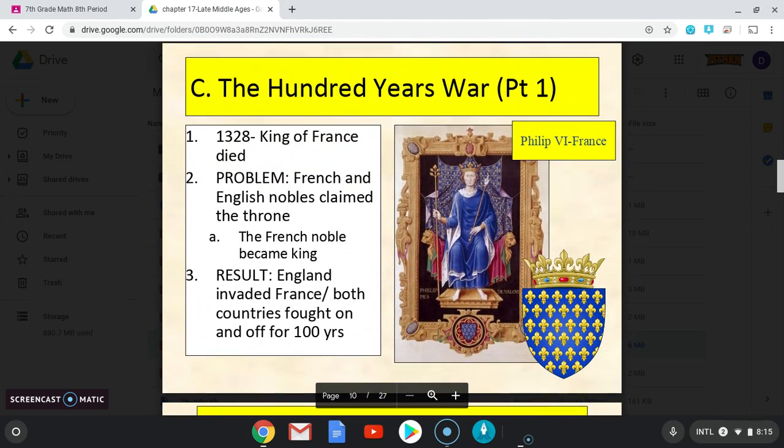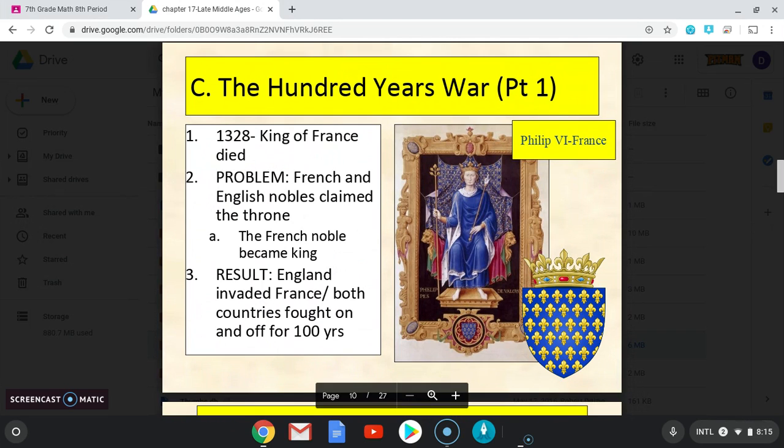All right, so the 100 Years' War, how it starts. Okay, so in 1328, the King of France dies. He doesn't have an obvious heir. He doesn't have a son to take up the throne for him. So there are nobles from both France and England that claim that they should have the throne of France. They should be king. Remember, some of the English nobles going back are actually descended from French families.